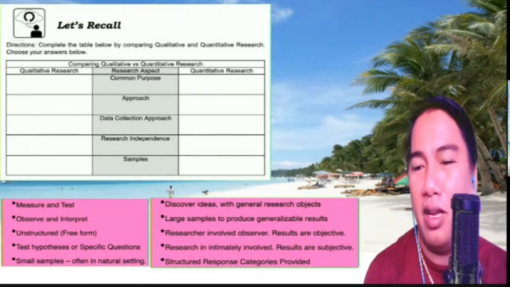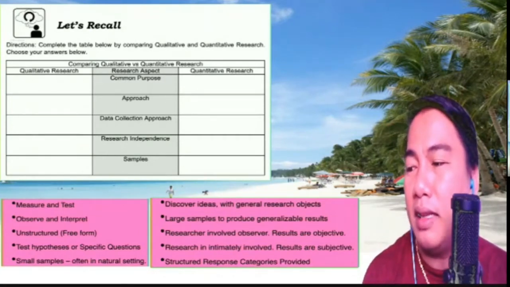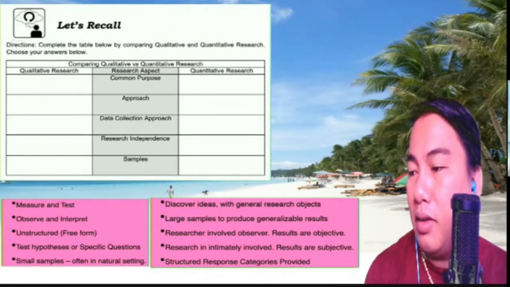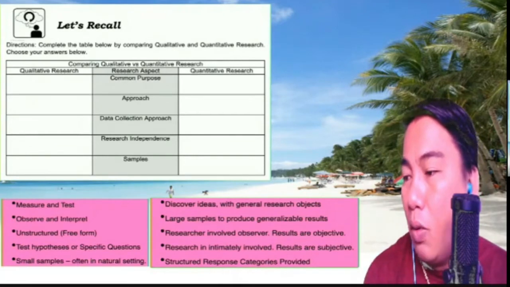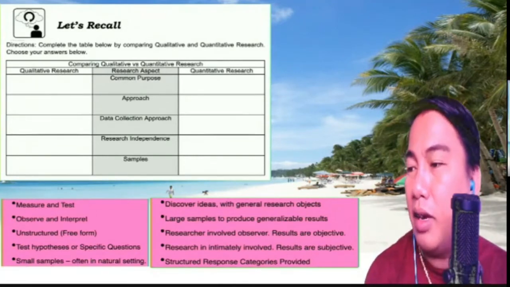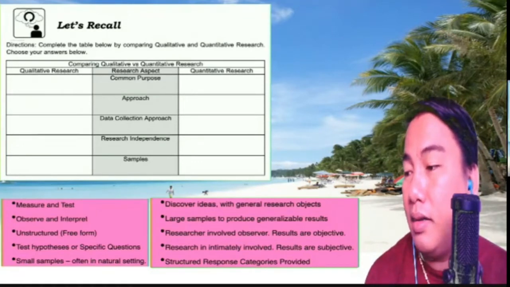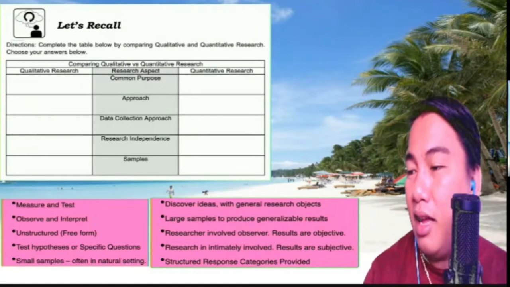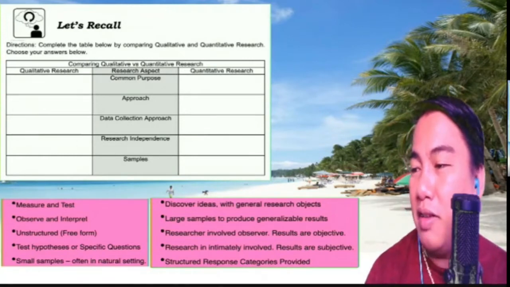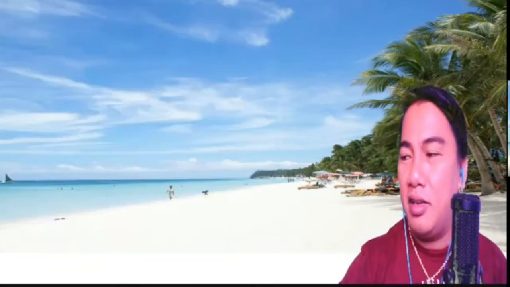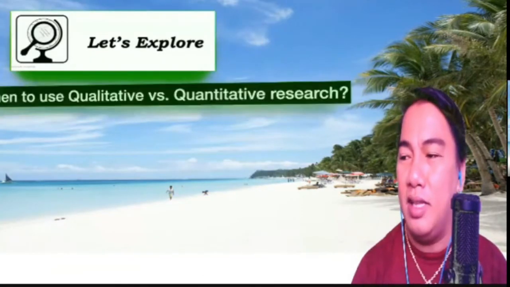Very good. Next, structured response categories provided. Qualitative. Sorry, quantitative, sir. Okay, then we're going to put that under data collection, because its opposite, the unstructured, is qualitative, and this one is structured. So thank you very much for your participation. You did great. And now let's proceed to the let's explore.